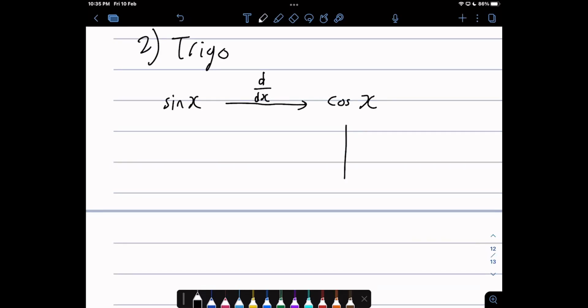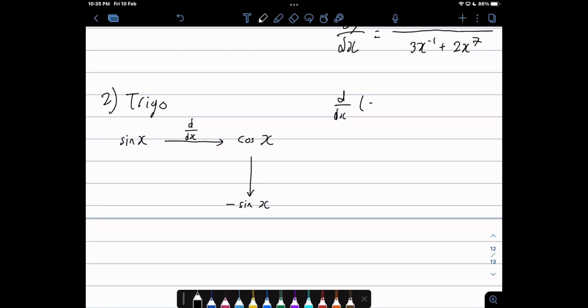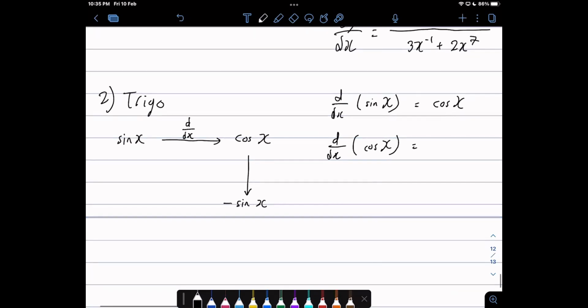Then if you continue differentiating, differentiate cosine x, it becomes a negative sine x. And that is all you need to remember. Okay, actually I should write it down separately. Differentiate sine x is cosine x. Differentiate cosine x, unfortunately, is a bit naughtier. It has an extra minus sign, negative sine x.